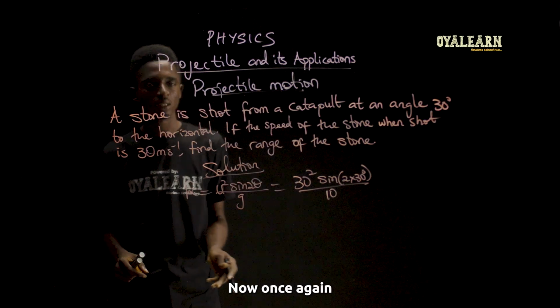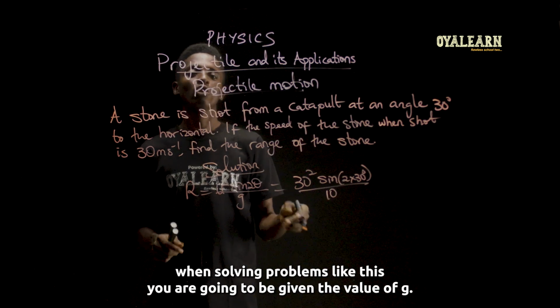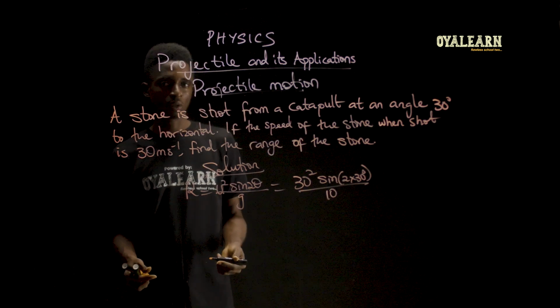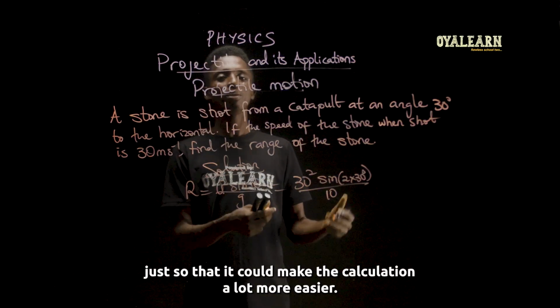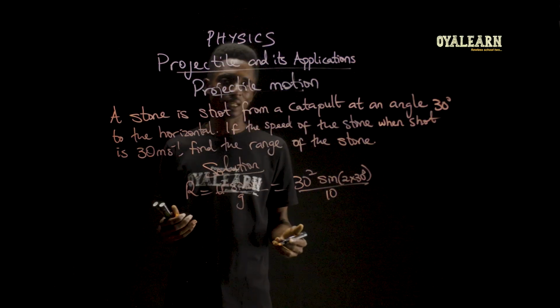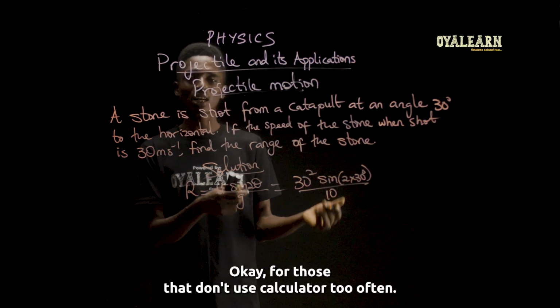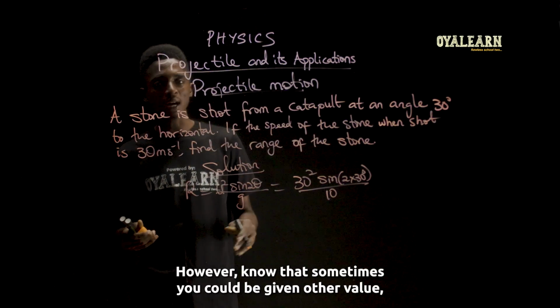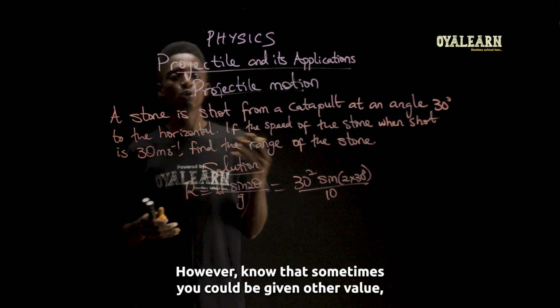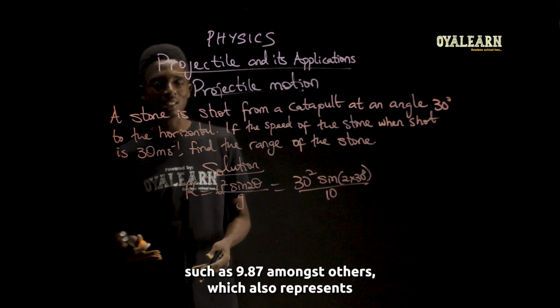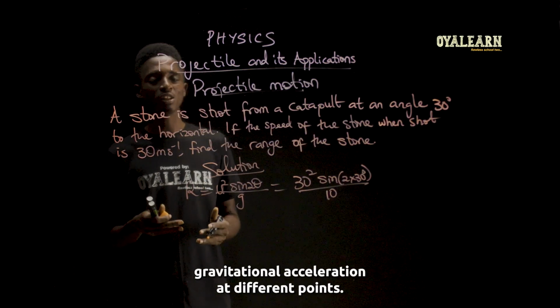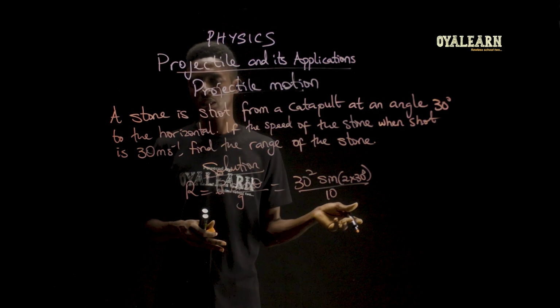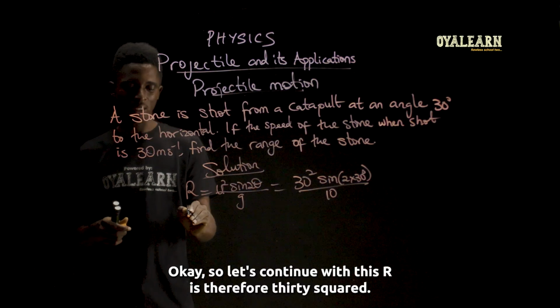Now, once again, when solving problems like this, you are going to be given the value of g. I'm using the value 10 meters per second squared just so that it could make the calculation a lot easier for those that don't use a calculator too often. However, know that sometimes you could be given other values such as 9.87 amongst others, which also represents gravitational acceleration at different points. Okay, so let's continue with this.